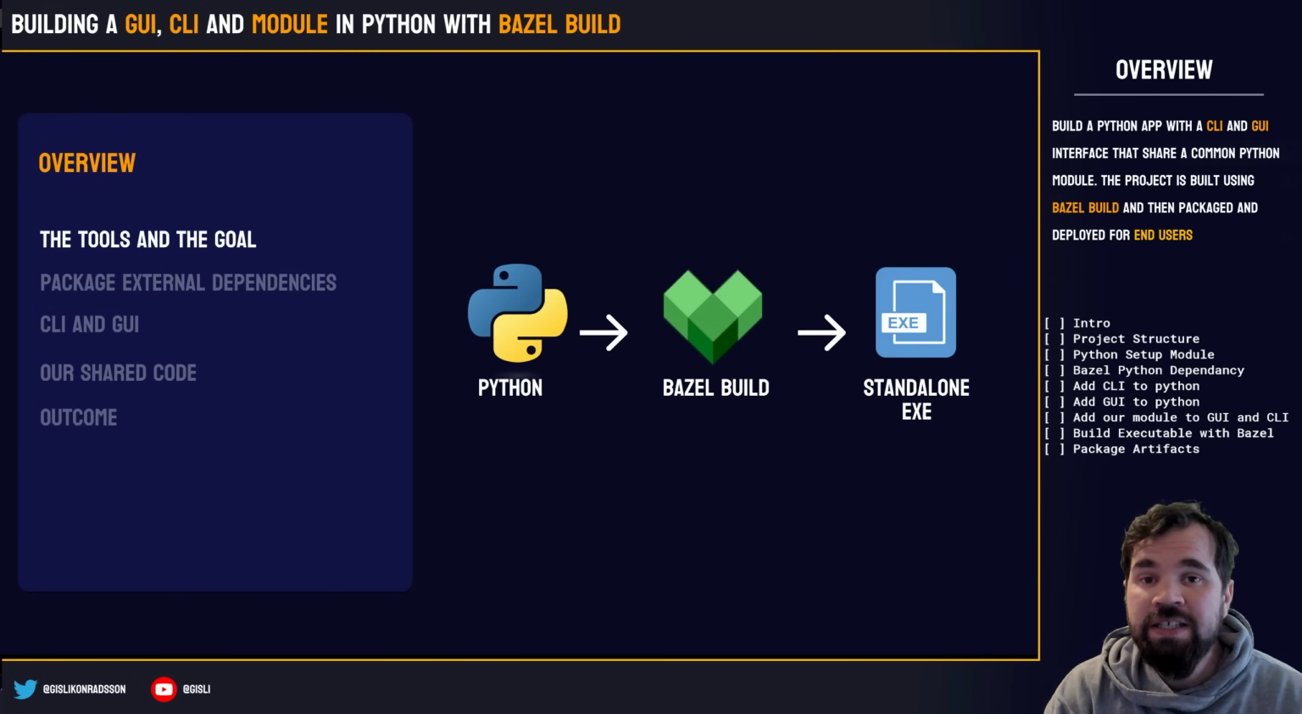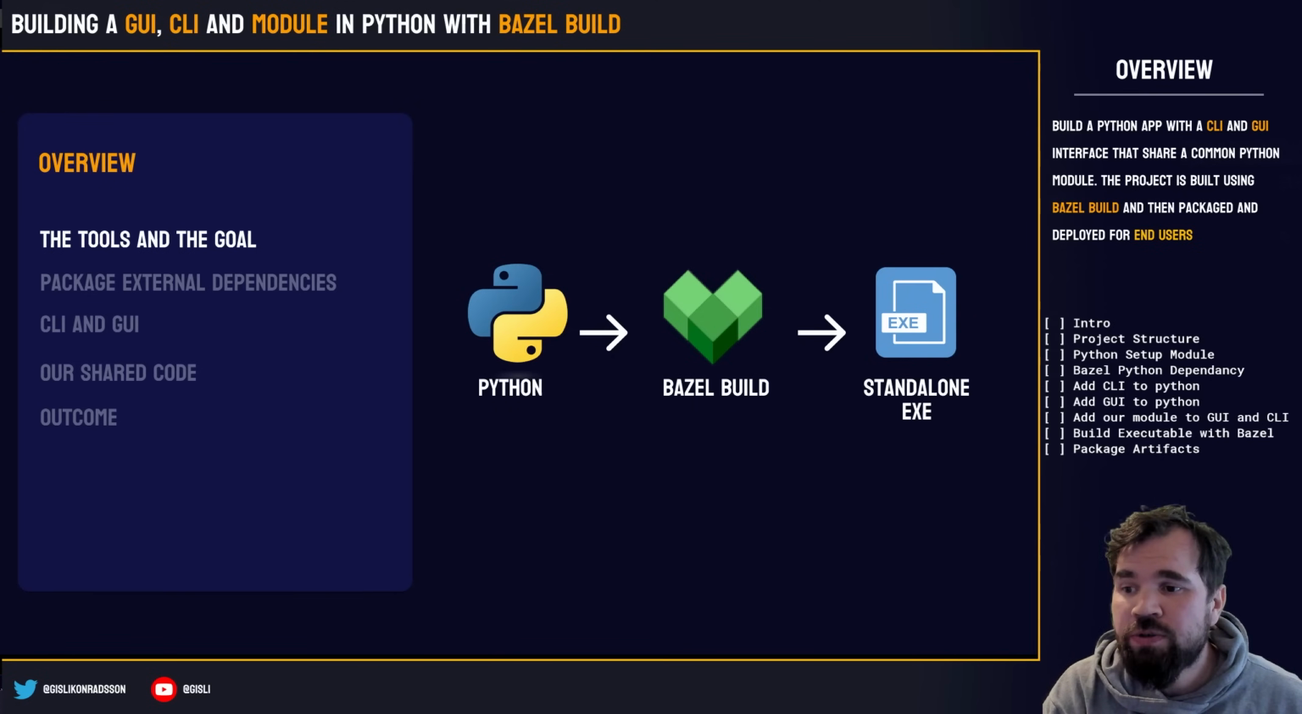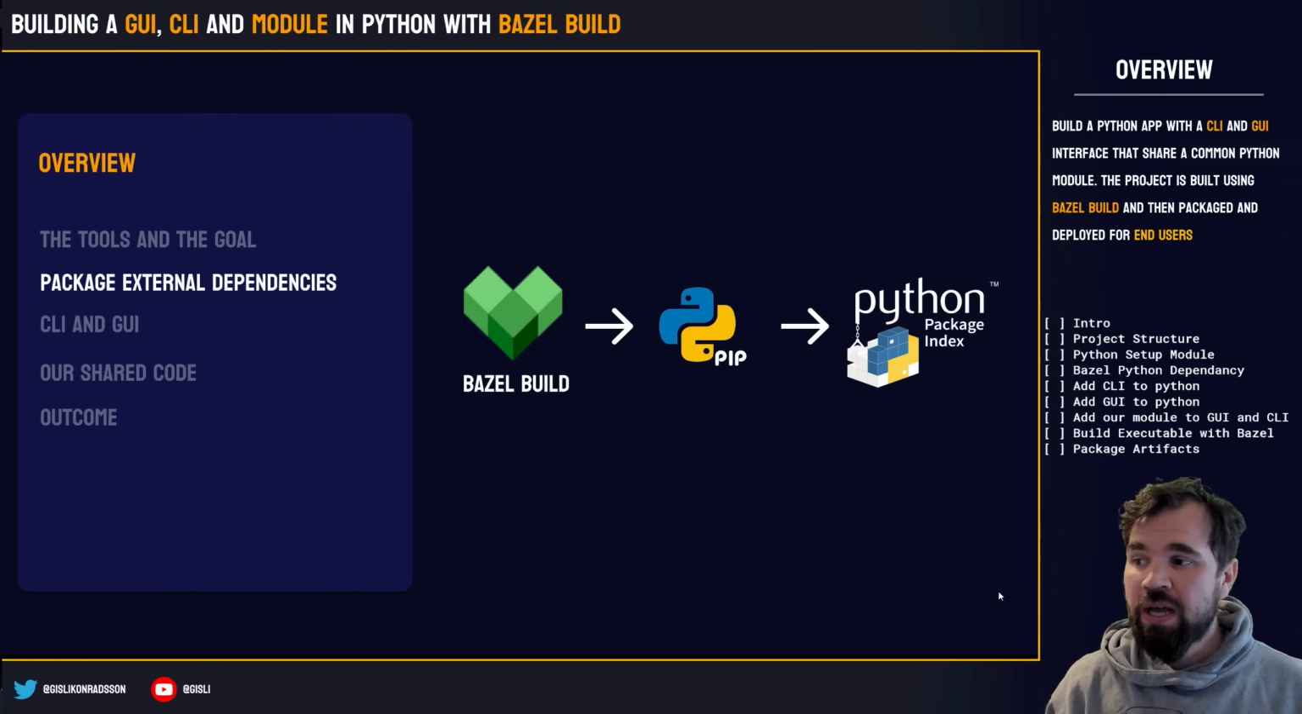Hey everyone, in this video I'm going to be looking at using Bazel build to package and build a standalone executable from a project written in Python so that it can be run on the user's system without having to have Python installed. The way that we do this is we use pip and the Python Package Index. This is a standard way of installing Python packages.